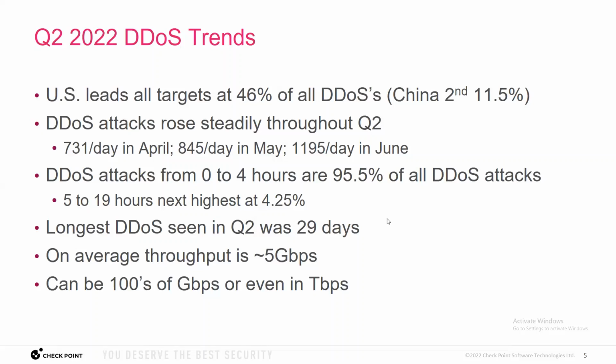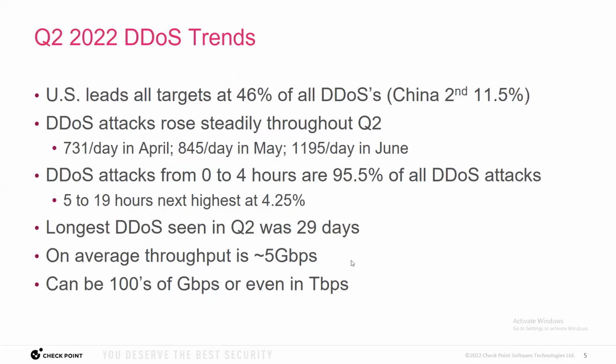So some service, likely a specific service like a web server, let's say, was disrupted for 29 days. Imagine a company whose website was down for 29 days, or their SQL database was down for 29 days. That's a month. So as you can see, it can be very bad. Now, on average during Q2, the throughput seen in a DDoS attack capped out at around 5 gigabit per second.